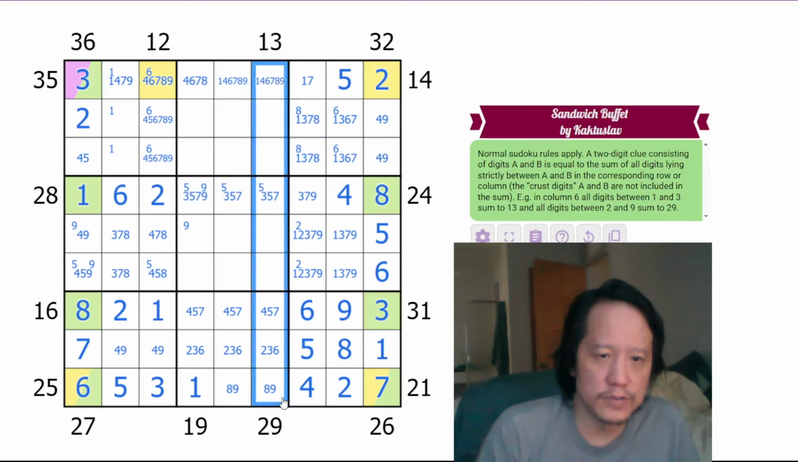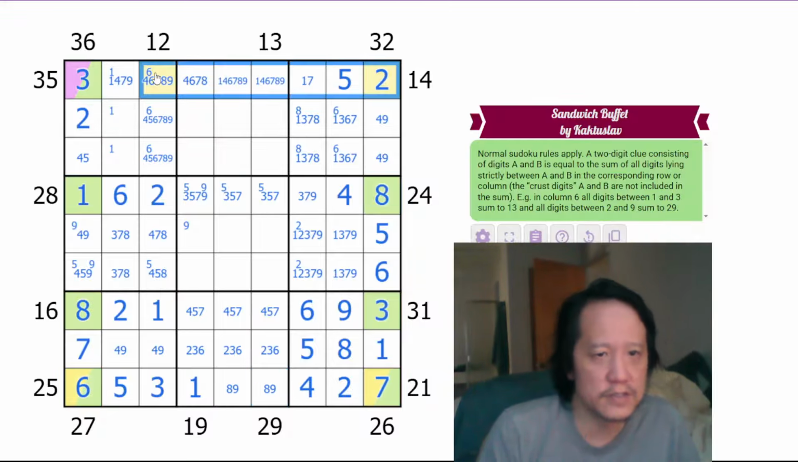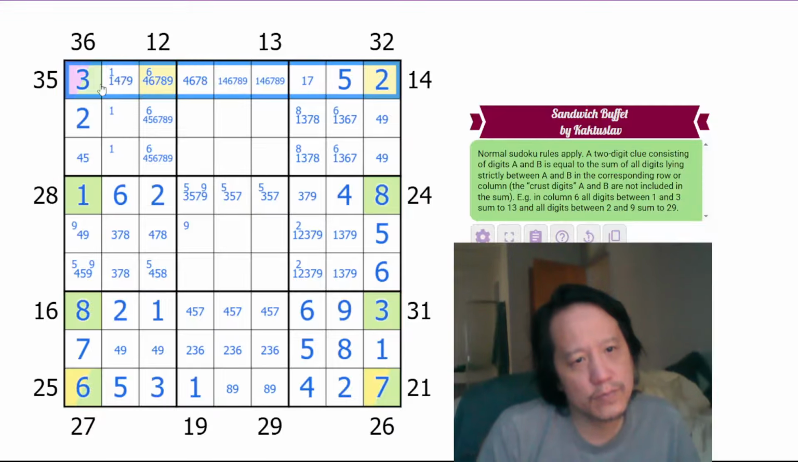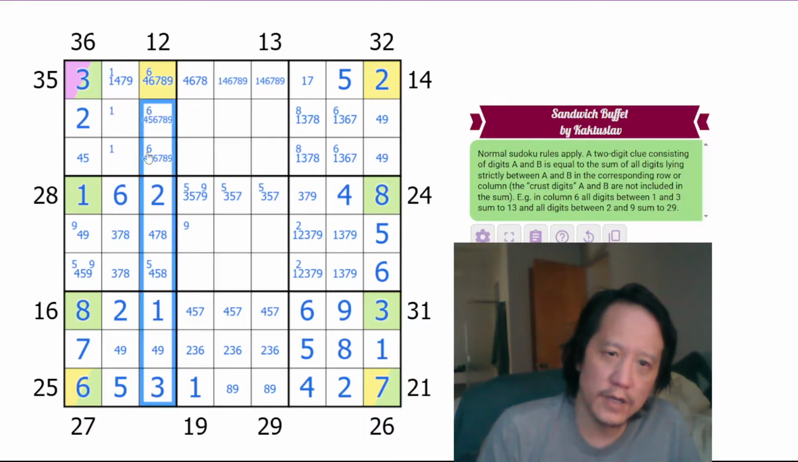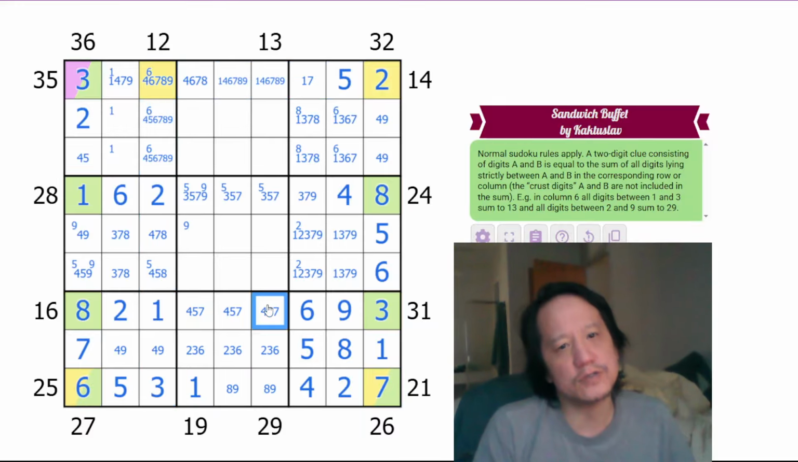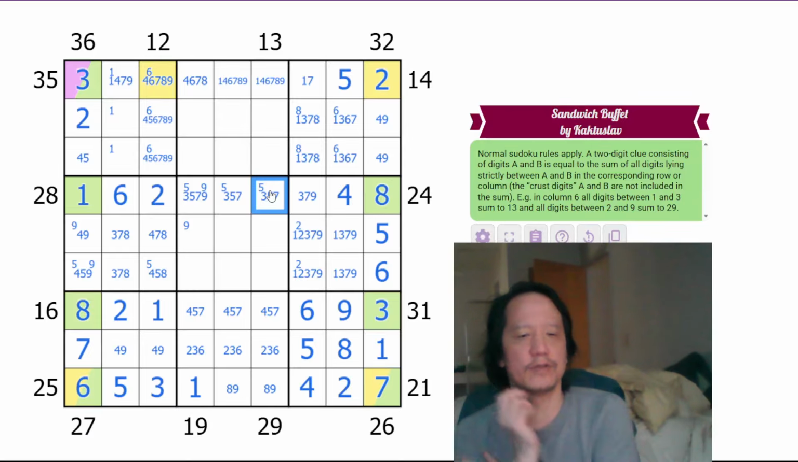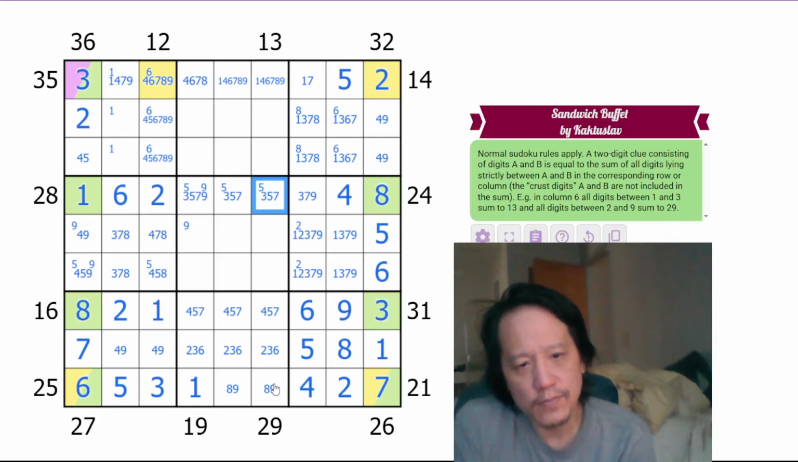Okay, we have to use these sandwiches. These are done. This is not. These are done. So we have to use this sandwich, this sandwich, this sandwich, and that's done. And this sandwich to figure out, disambiguate everything. Okay.